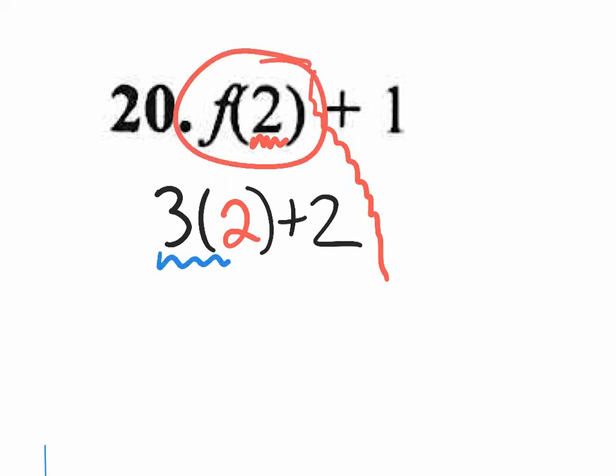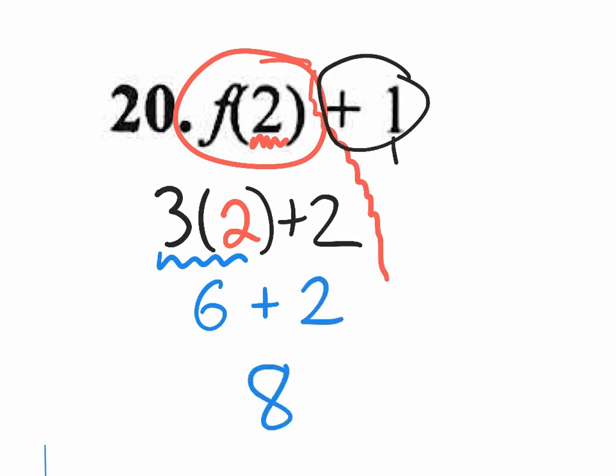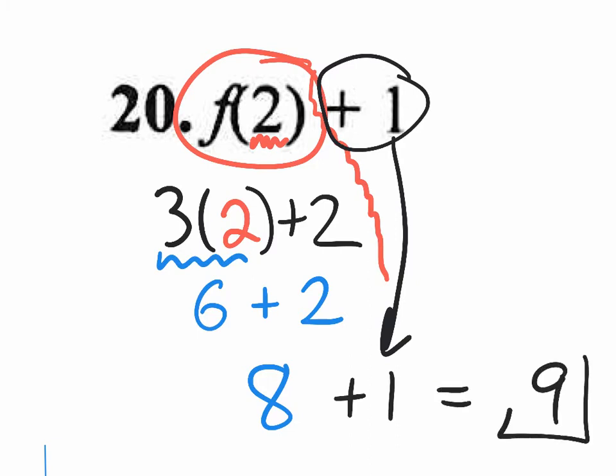So 3 times 2, that's 6. 6 plus 2 is 8. And now I'm going to take the plus 1 and add it to my answer. 8 plus 1 is 9. Wait, that's all? That's all. And if you check the answer in the back, you should see 9 right on the answer there.